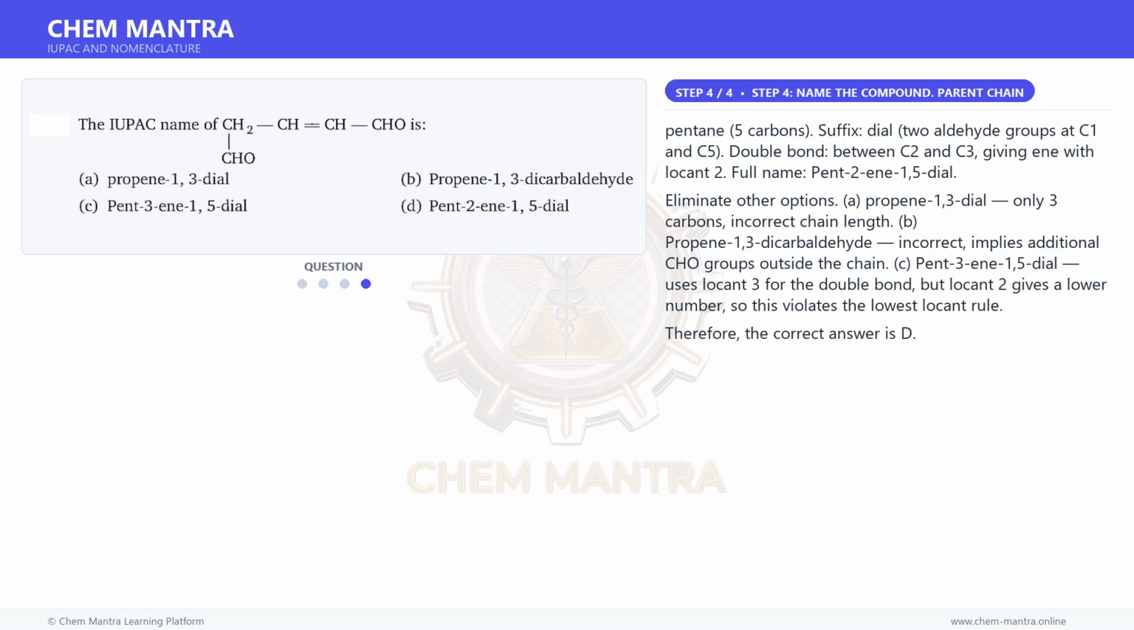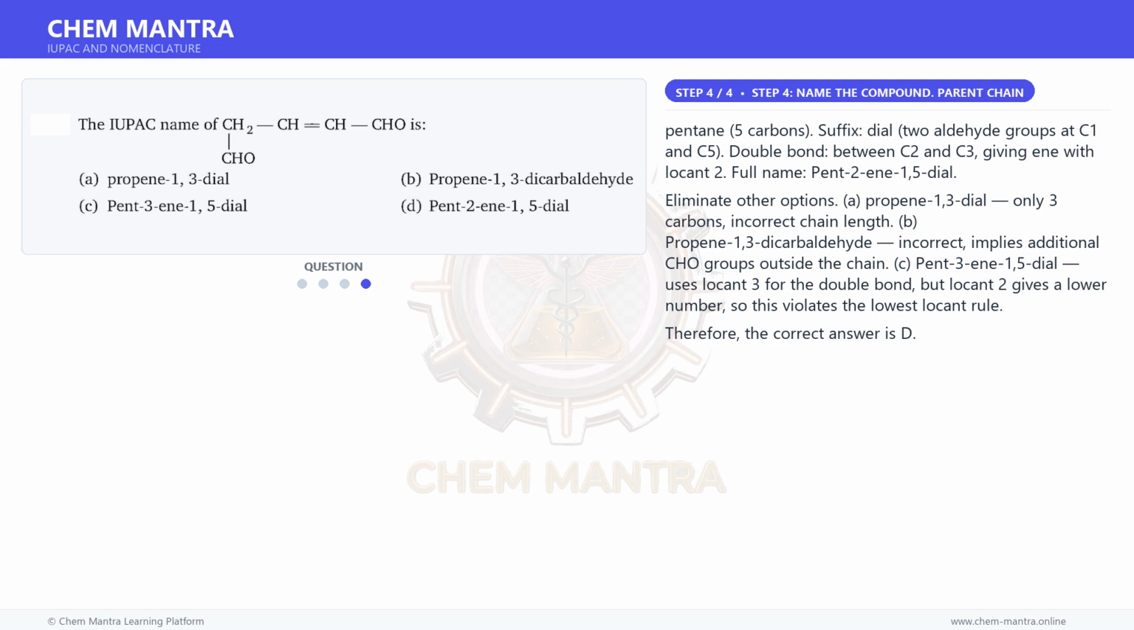And for the final step, pentane, 5 carbons. Suffix diol to aldehyde groups at C1 and C5. Double bond between C2 and C3 giving ene with locant 2. Full name, pent-2-ene-1,5-diol.